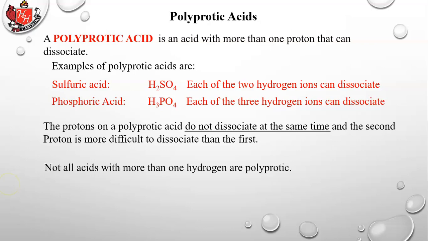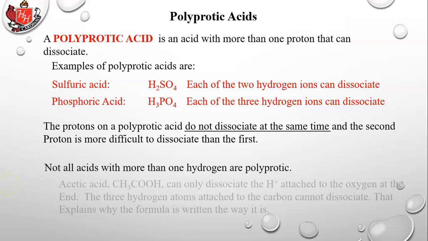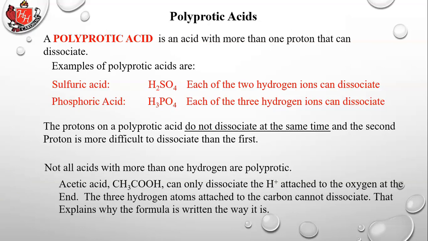Not all acids with more than one hydrogen are polyprotic. Acetic acid, CH3COOH, can only dissociate the hydrogen, the proton attached to the oxygen at the end. The 3 hydrogen atoms attached to the carbon cannot dissociate. That explains why the formula is written the way that it is.